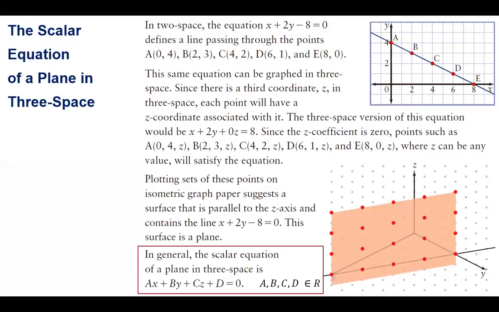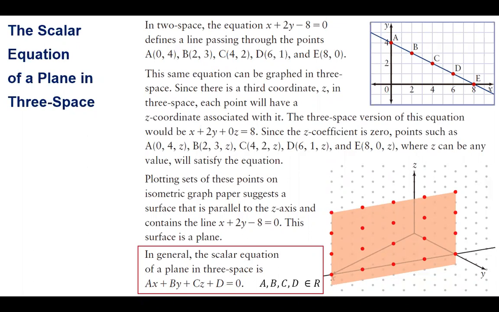Okay, first of all, let's have a look at the concept of scalar equation of a plane in 3D space. Note that in 2 space, the equation x plus 2y minus 8 equals 0 defines a line passing through the points A(0, 4), B(2, 3), C(4, 2), D(6, 1), and E(8, 0), as shown here on the graph on the top right. This same equation can be graphed in 3-dimensional space.